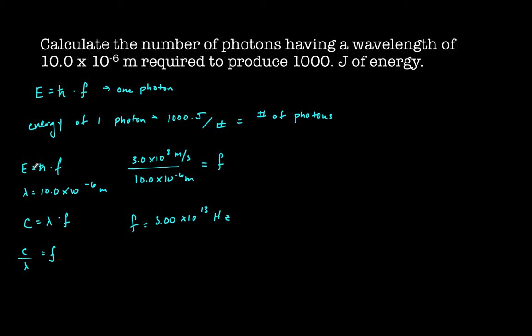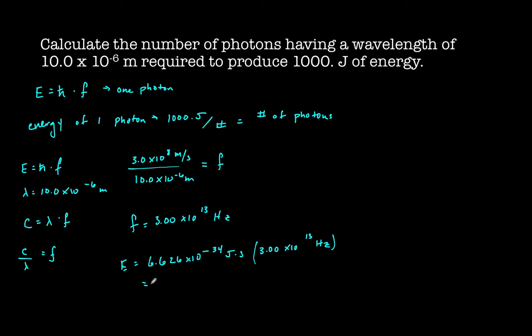Then let's use it to plug it into Planck's formula. So E equals Planck's constant, 6.626 times 10 to the negative 34th joules per second, multiplied by my frequency, 3.00 times 10 to the 13th hertz. And we solve for the energy necessary for one photon.